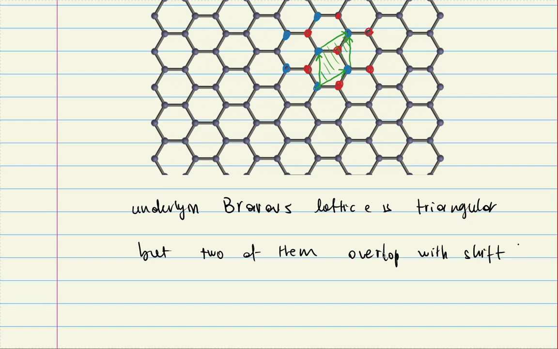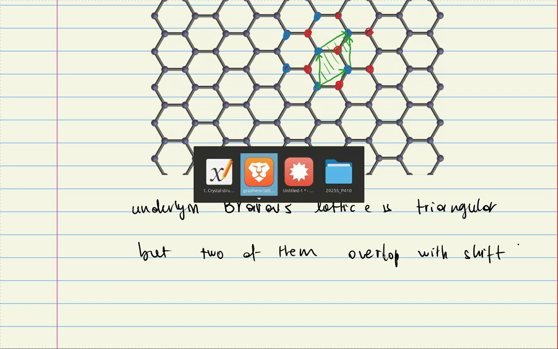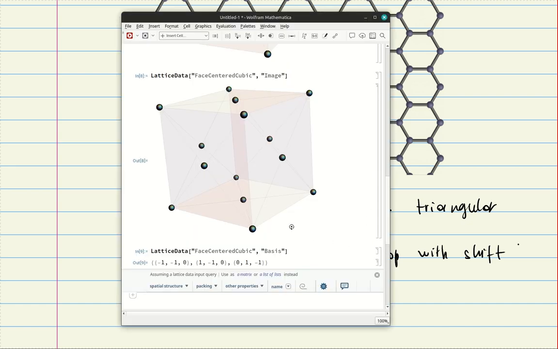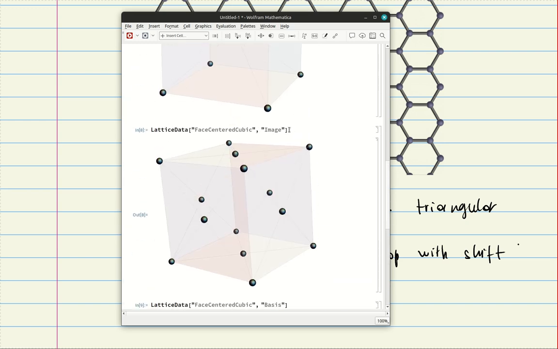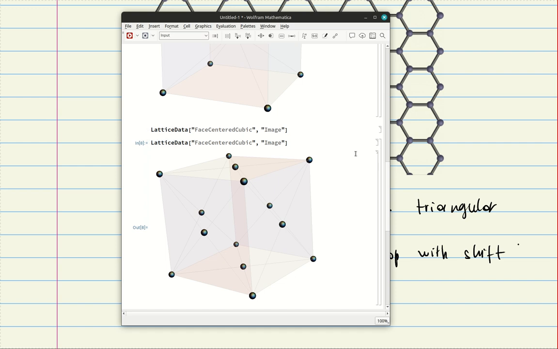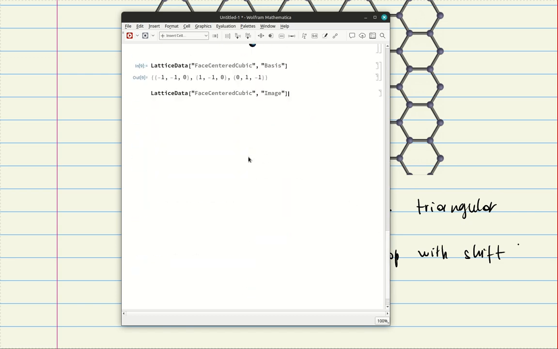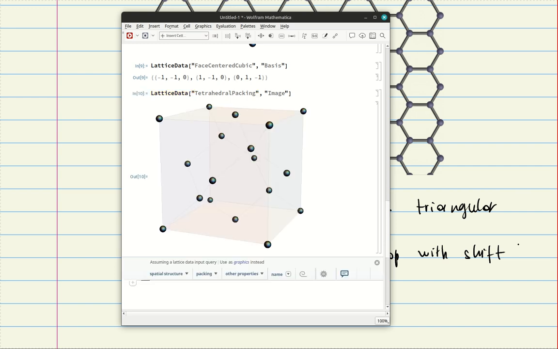It doesn't hurt. I think in Mathematica you have an example. Let me give you an example. I think Mathematica will complete it for me. Let's see. I think it is. I took a note here. Tetrahedral packing. They don't call it diamond structure because they are mathematicians. So this is tetrahedral packing and image.